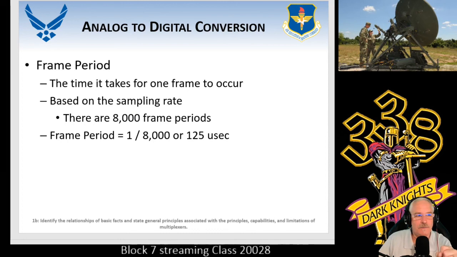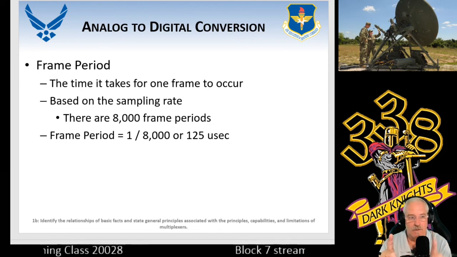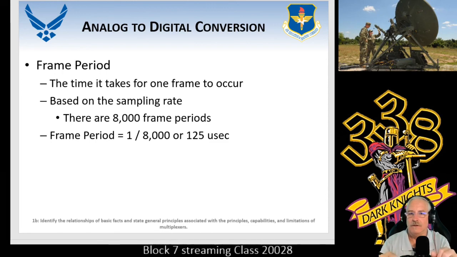Next up, we have something called frame period. This is defined as the time it takes for one frame to occur. So what is a frame, first of all? Well, in our case, it's going to be 24 channels because that's how the standard came into play just recently. 24 channels multiplexed, so going from channel 1 to 24, that's what's going to happen. So we're going to take that 8,000 frame periods in 1 second, and we're going to figure out how long it takes to sample all 24 channels.